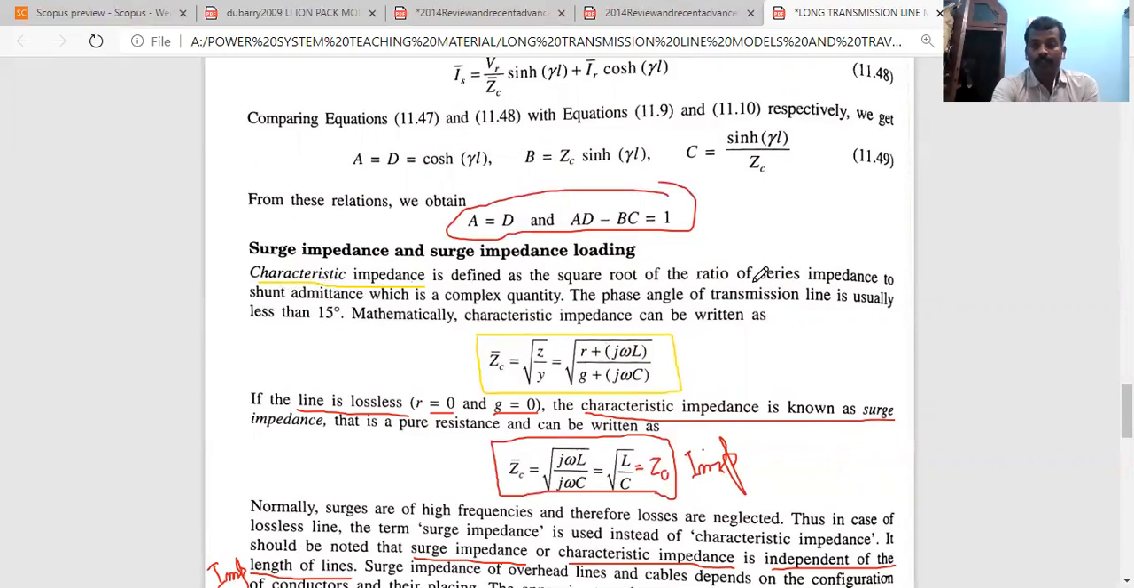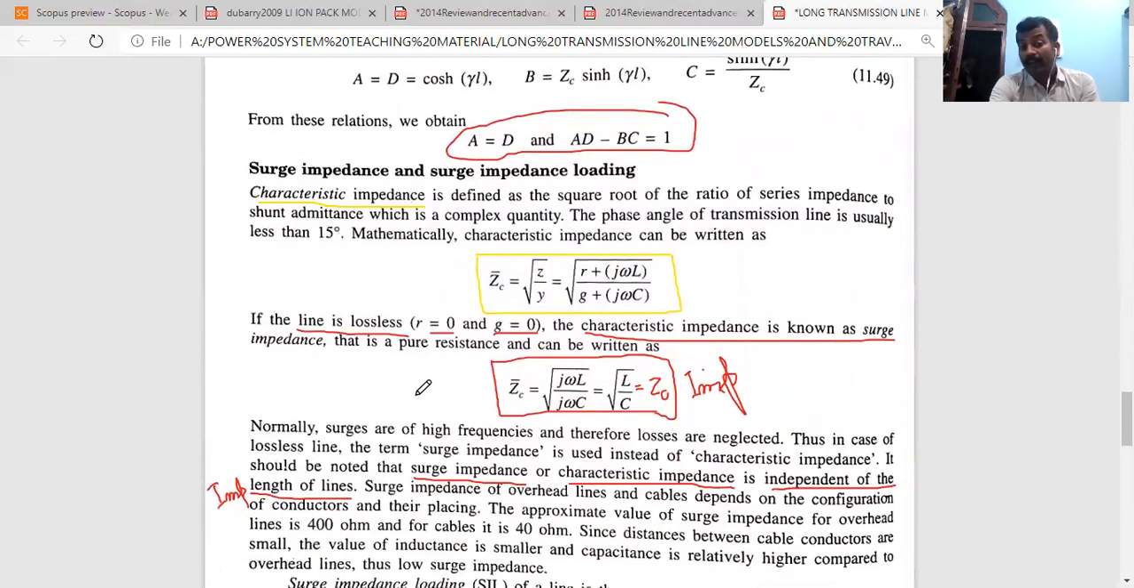Sorry, it is a ratio, the root of the ratio of the series impedance and shunt admittance was known as the characteristic impedance of the transmission line, and it is a complex quantity. This is Z0 equal to root of Z by Y. If we put the value of Z, this will be R plus j omega L, and Y, the admittance, will be G plus j omega C. You know G is the conductance and C is the capacitance, and they will be independent.